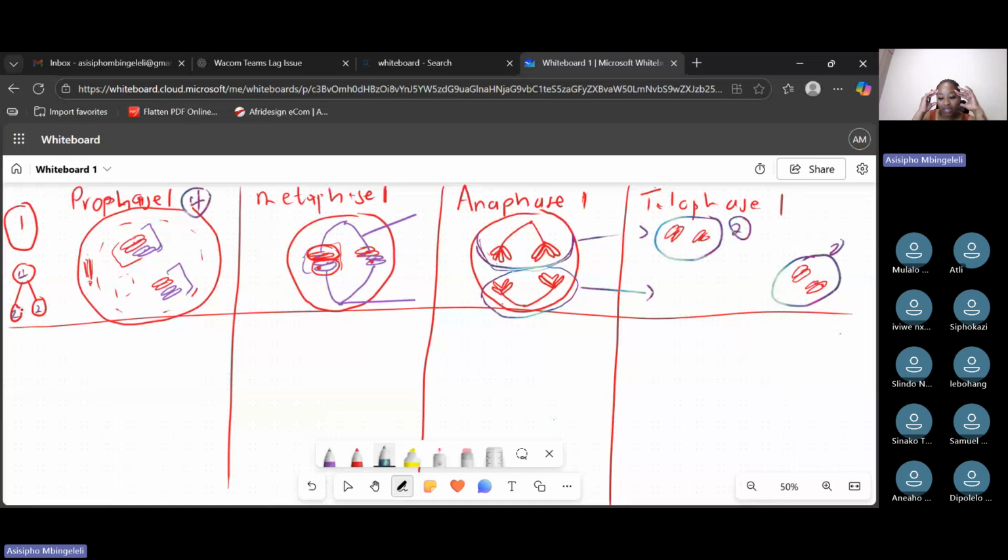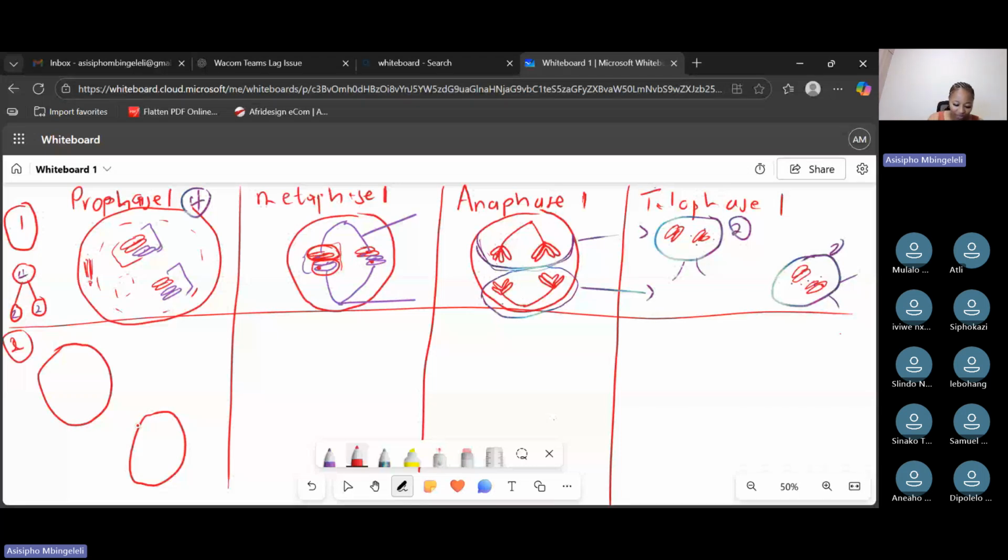Now we're not done. These 2 cells are going to continue to divide in meiotic division 2. So this cell is going to divide in order to form 2 cells, and this cell is also going to divide to form 2 cells. So I am going to show you these cells. I'm running out of time, but these are the 2 cells in meiotic division 2. These are the same 2 cells that we had in telophase 1. They continue to divide. We then say that is meiotic division 2.